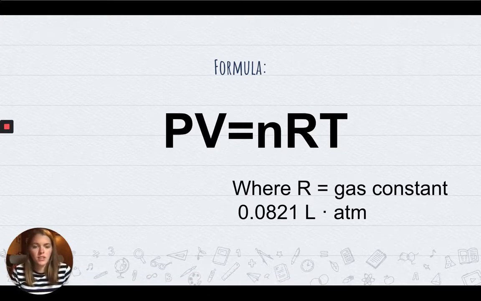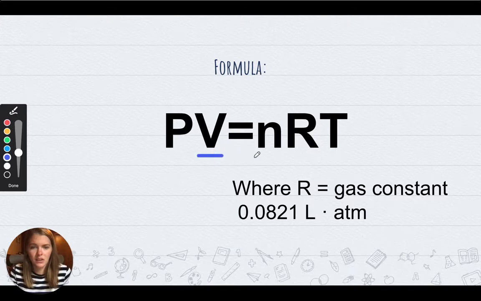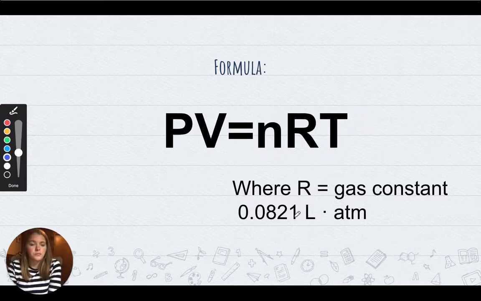So, like the video said, the formula for the ideal gas law is PV equals nRT, where the P is, of course, pressure, our V is volume, our n is going to be the amount of moles, so our number of moles is our n. Our R is a constant, which I'll talk about in a second, and T is temperature, and remember this has to be in kelvins.